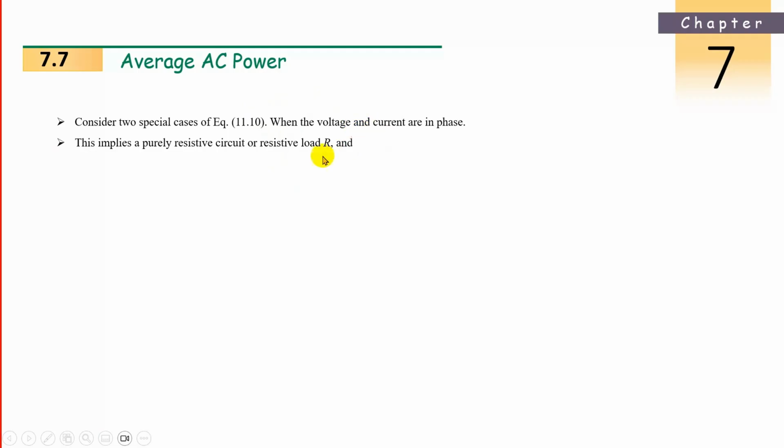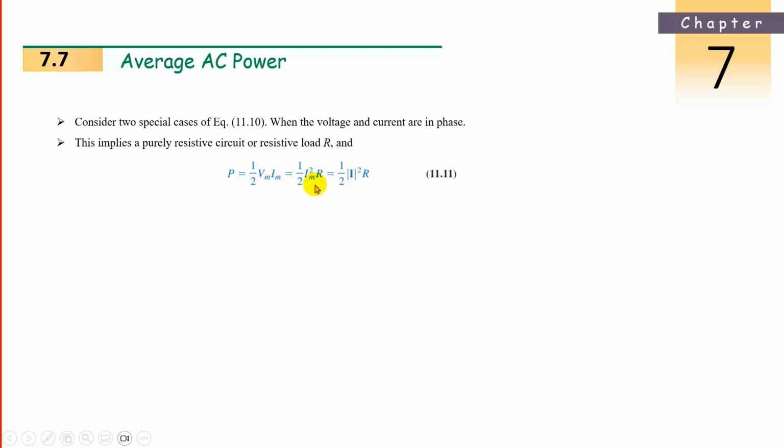If there is some delay, theta V is not equal to theta I, then some impedance or reactance is there. Maybe inductance, maybe capacitance, or a combination, we don't know. What was the equation? Half Vm Im cos(theta V minus theta I). When theta V and theta I are equal, theta V minus theta I is 0, so cos 0 is 1. So the equation becomes half Vm Im, which is equal to half Im square R.